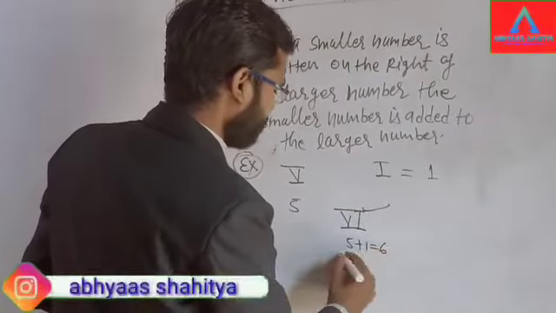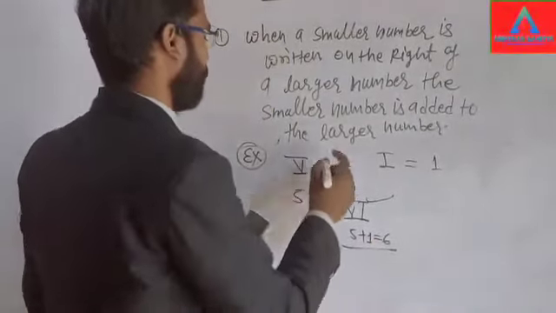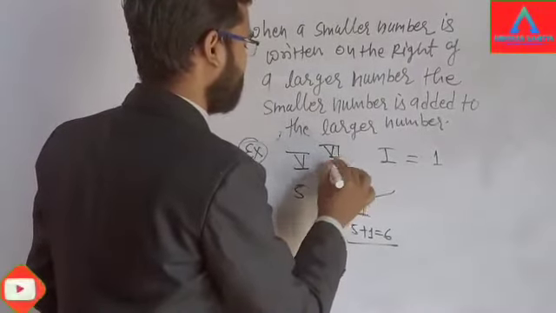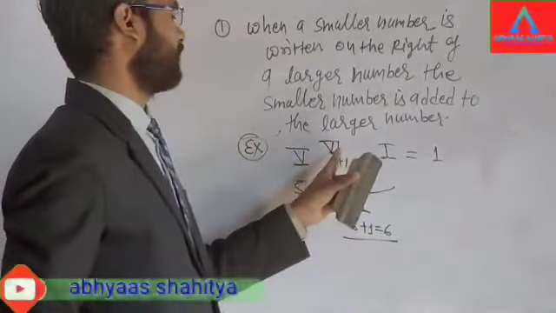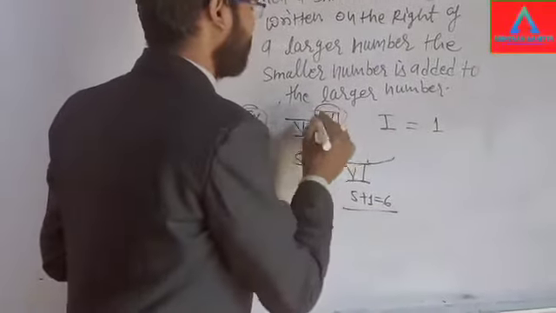But we should concentrate on the rule. How? VI means 5 plus 1. Why? Because the smaller number is written on the rightmost side of the larger number. So the meaning of VI is 6, students.